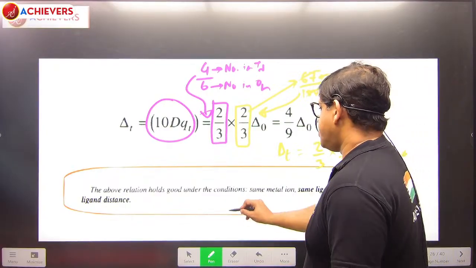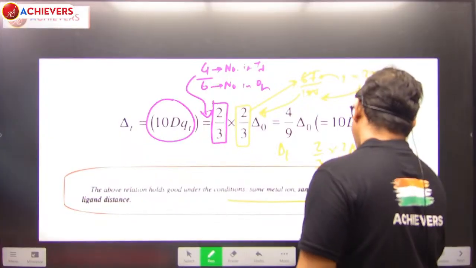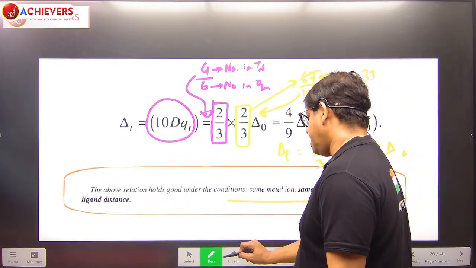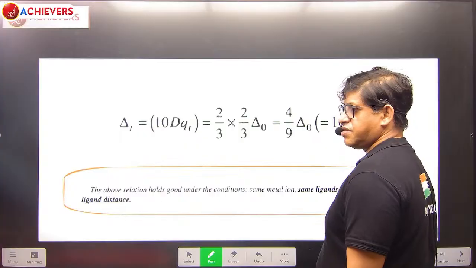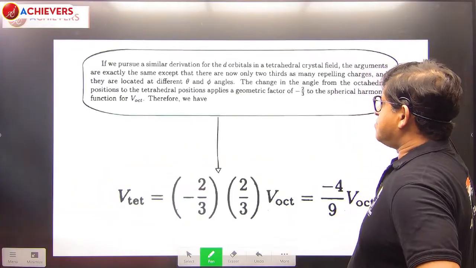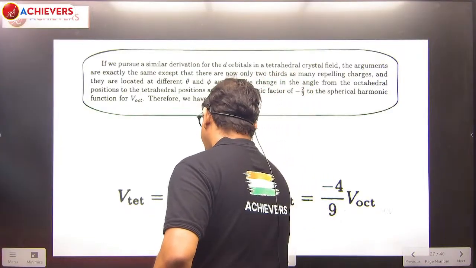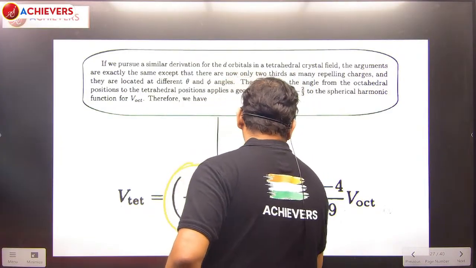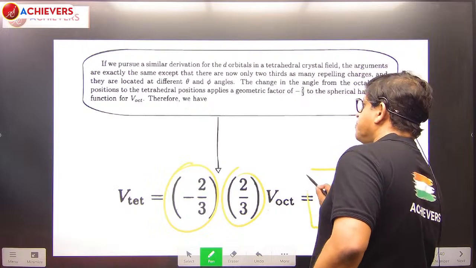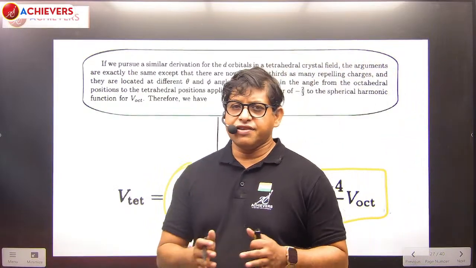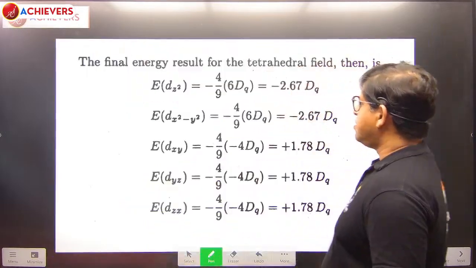So the above relation holds good under the condition of same metal ion, same ligands, and same metal-ligand distance, as close as possible. Now I was telling this one, so this one V tetrahedral, so this minus 2/3 2/3, so getting this 4/9 factor. So that is the 4/9 factor that is coming with respect to the tetrahedral.